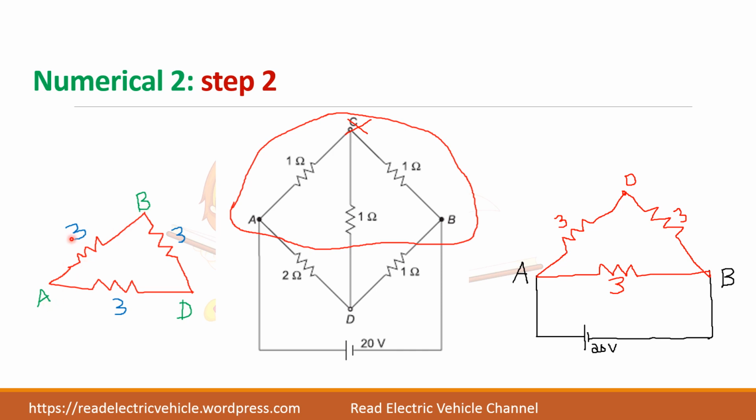A, B is here. Between that, the resistance is 3 ohm. So between A and B, 3 ohms should be there. Between A and D, D is here, so 3 ohms, and again between B and D, you have 3 ohms. In addition, we already have one 2 ohm and 1 ohm. So this also should be included. This 2 ohm is between A and D, and this between B and D you have 1 ohm. Now these two are in parallel and these two are in parallel.